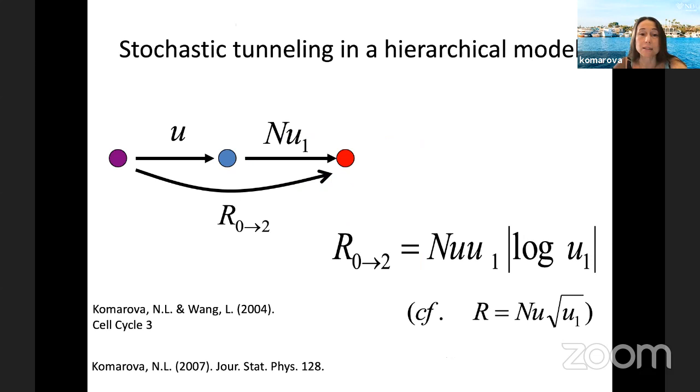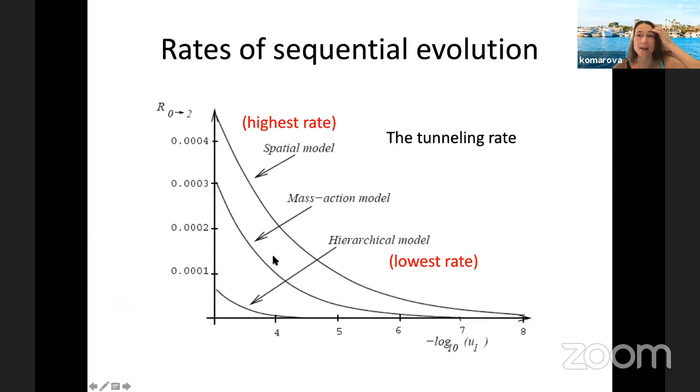And in this case, the rate of evolution can also be calculated, and it's slower. Slower than in space, and slower than in the simplest mass action, well-mixed system, right? So what we see is this hierarchy of rates. In the middle, there is a well-mixed system. A spatial model moves evolution in the fastest way. And the hierarchical model with stem cells and lineages evolves at the lowest rate.